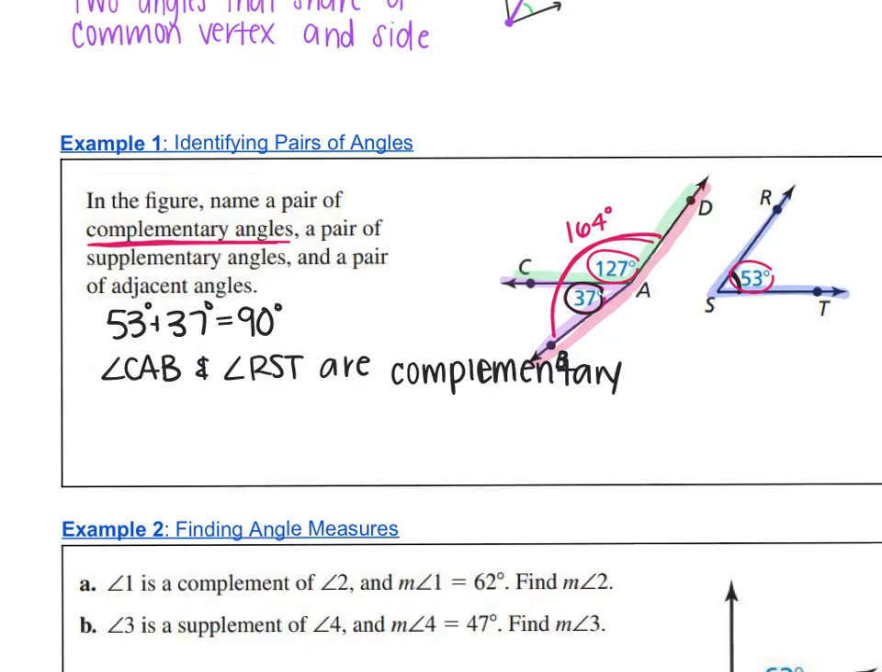Let's move on to supplementary. Now I'm looking for two angles that add up to 180. Think 180, that's obviously a lot bigger than 90. Let's add 127 and 37, we know is 164. What about 127 plus 53? Hey, 127 degrees plus 53 degrees is 180, which means those two angles, angle CAD and angle RST, are supplementary.